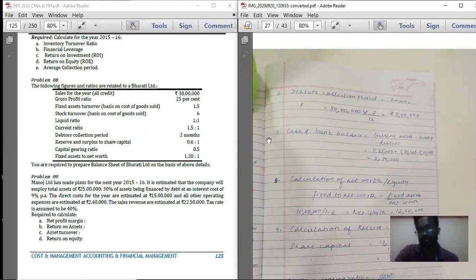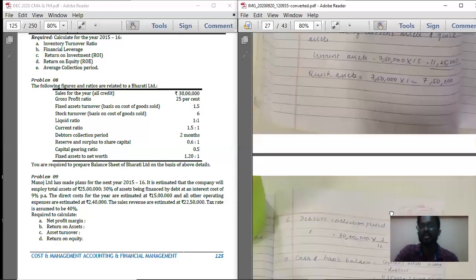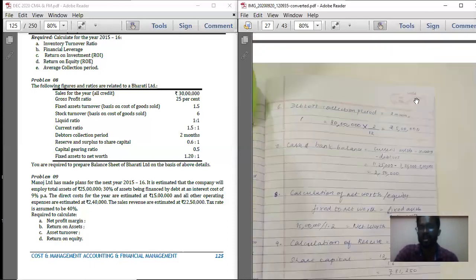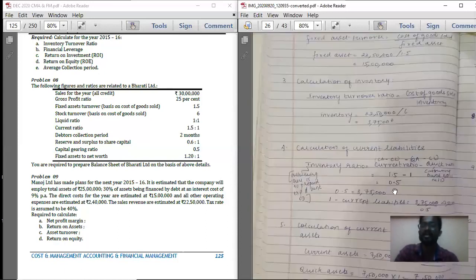Below that, point number 7. Cash and bank balance is equal to current assets minus inventory minus debtors. What is current assets that we found? 11,25,000. So 11,25,000 minus 3,75,000 minus 5 lakhs, which is equal to 2,50,000. With this, we have completed the asset side entirely.